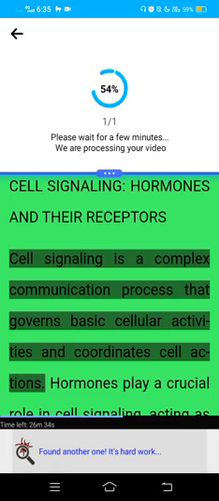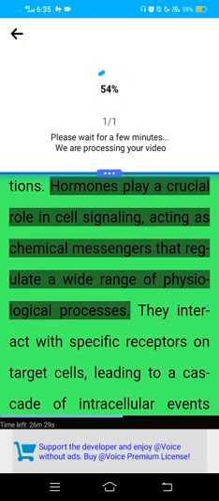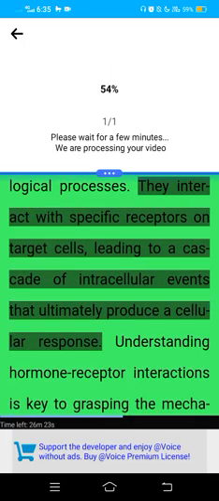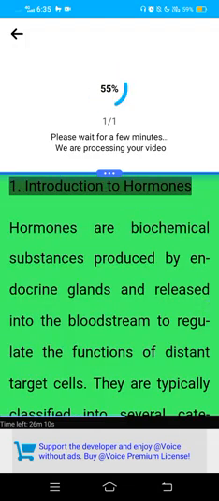Cell signaling is a complex communication process that governs basic cellular activities and coordinates cell actions. Hormones play a crucial role in cell signaling, acting as chemical messengers that regulate a wide range of physiological processes. They interact with specific receptors on target cells, leading to a cascade of intracellular events that ultimately produce a cellular response. Understanding hormone-receptor interactions is key to grasping the mechanisms of many biological processes, including growth, metabolism, immune function, and reproduction. 1. Introduction to hormones.